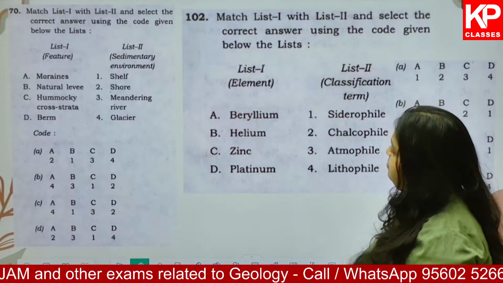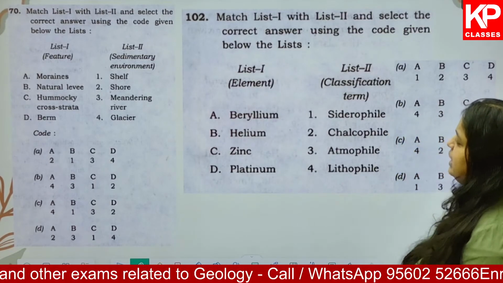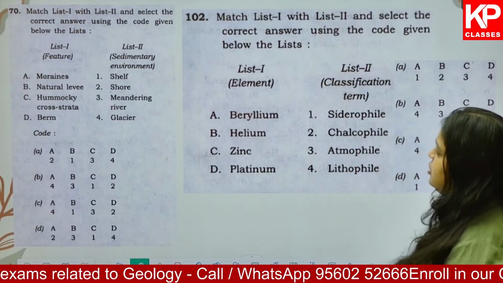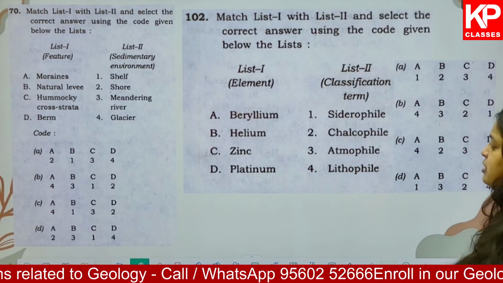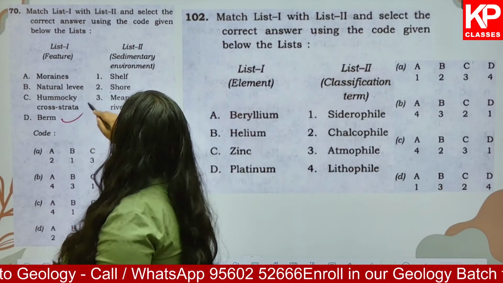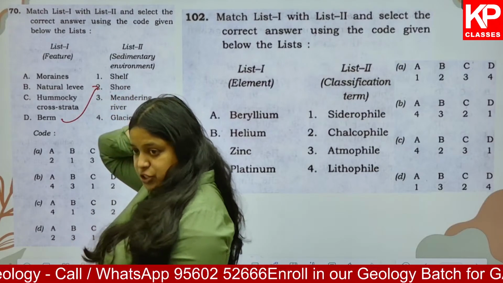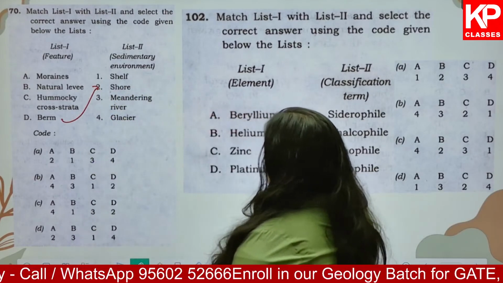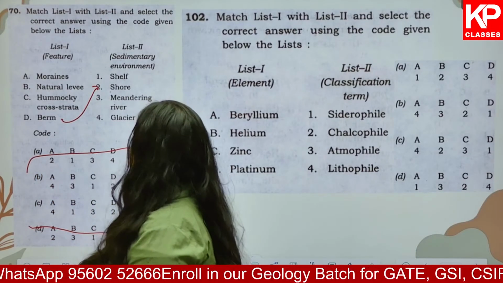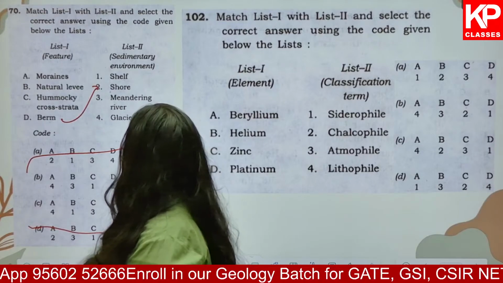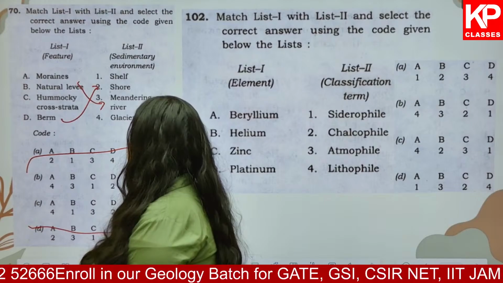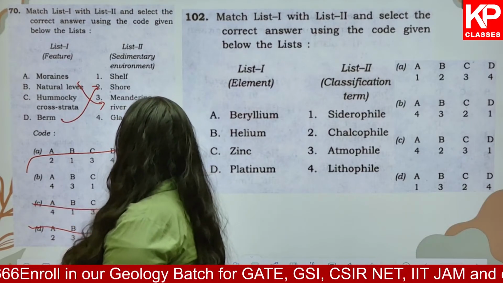Then next one, this is again a geomorphic question. Moraines, natural levee, hummocky cross stratification, berm. Berm is something that is associated with the coast, with the shore environment. So D is 2. These two are cancelled out. Then comes the natural levee, which is associated with a meandering channel. B is 3. This has got cancelled out.